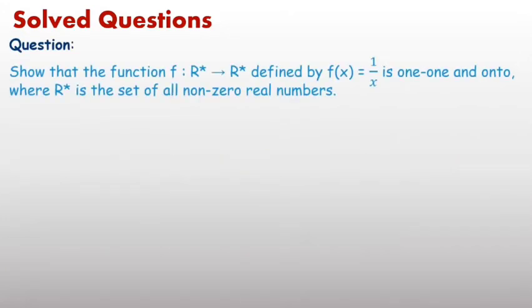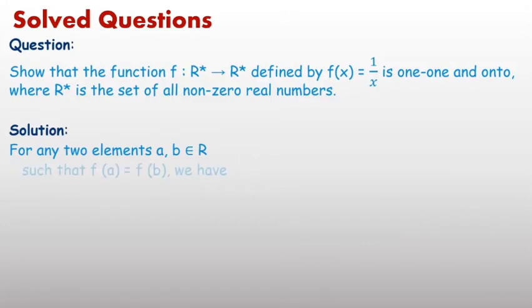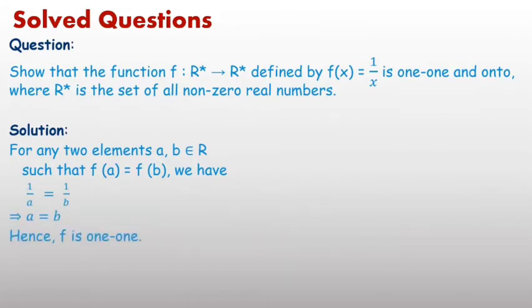Next question, f(x) equal to 1 upon x. f from R to R, here R represents non-zero real numbers because the function is not defined if x equal to 0. You have to check this function for non-zero real numbers. Take two elements x1, x2, or you can say a, b belonging to R, f(a) equal to f(b), 1 upon a equal to 1 upon b, or a equal to b. Means the function is one-one.